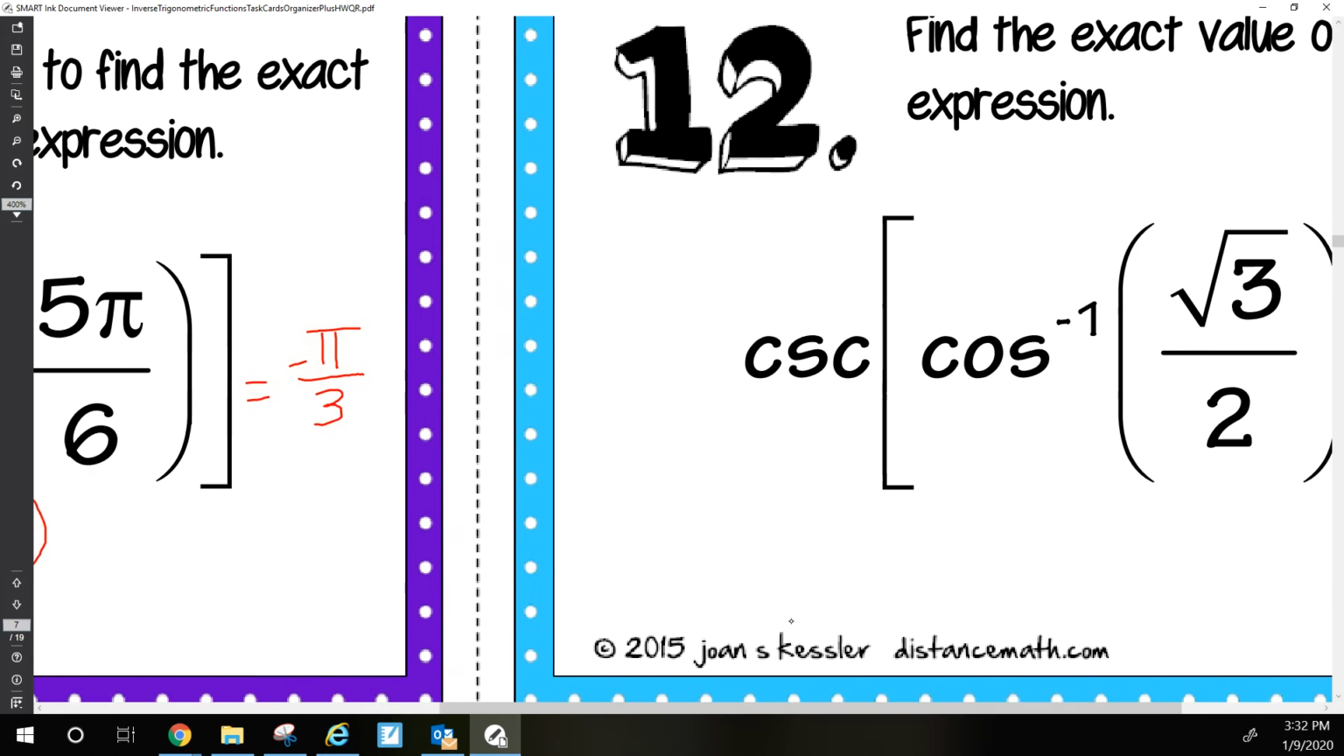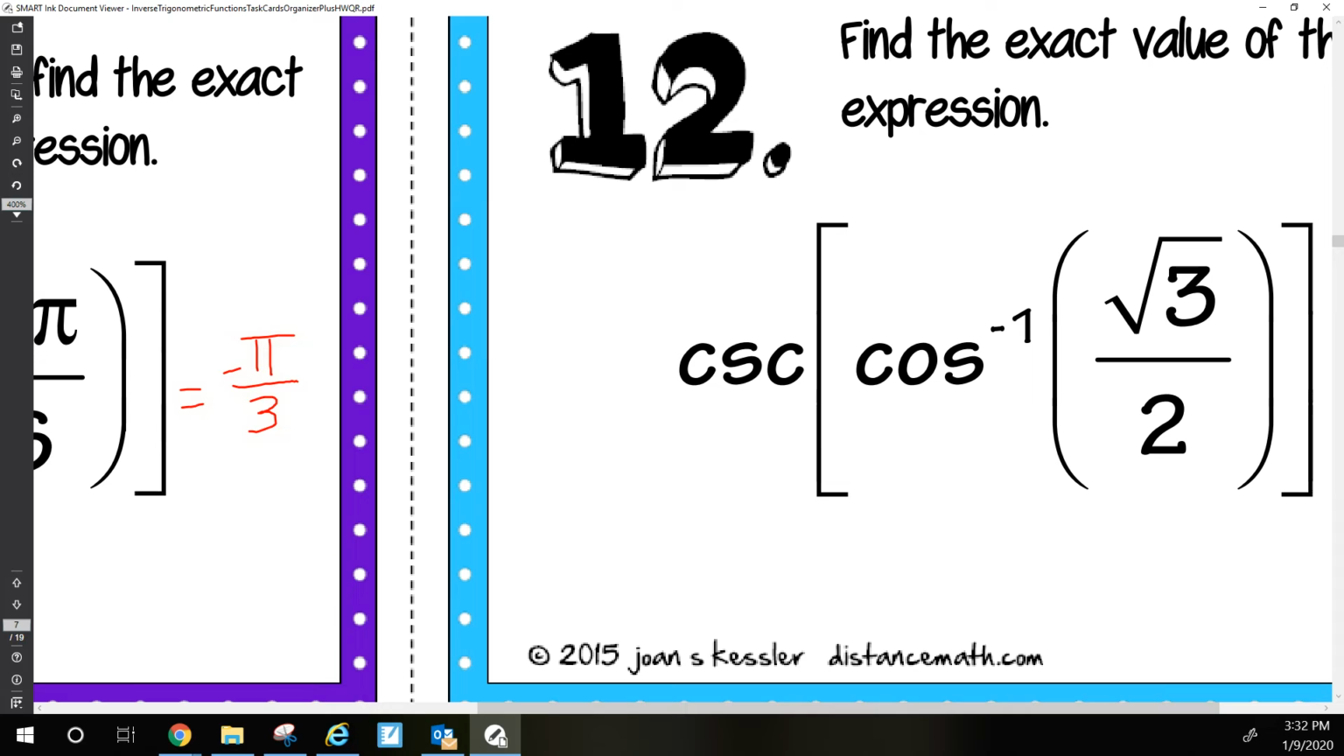All right, number 12, we're looking for cosine inverse of square root 3 over 2. So where is my x value, square root 3 over 2, where I'm defined for cosine inverse? Remember, cosine inverse is defined in quadrants 1 and 2. It's positive in quadrant 1. So where is x square root 3 over 2? That's here at pi over 6. That's when we're at square root 3 over 2, 1/2.